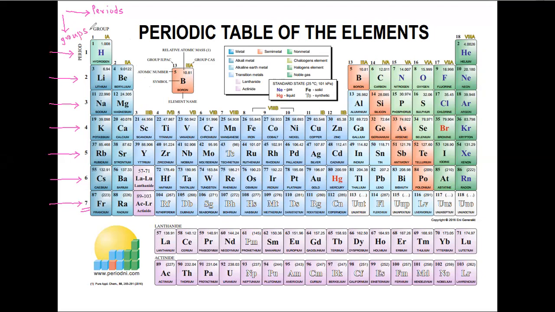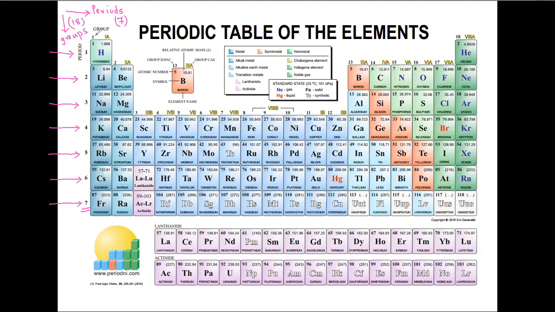So you can actually see two things. Horizontal rows called periods. Vertical columns called groups. Periods, you got 7 periods. A total of 7 periods are there. Coming to the groups, you can see 18. Check out.